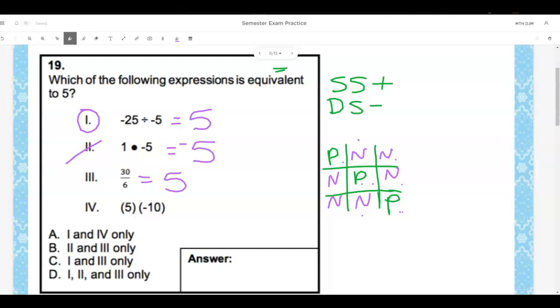They're both positive. And our last one, 5 times negative 10. Well, 5 times 10 is 50, and they're different signs, so it's going to be negative. Okay, so it's not that one. But 1 and 3 were correct answers. We got positive 5, so that is down here on answer C.